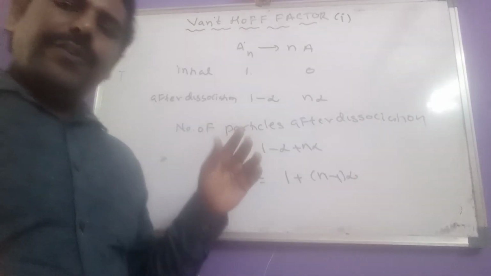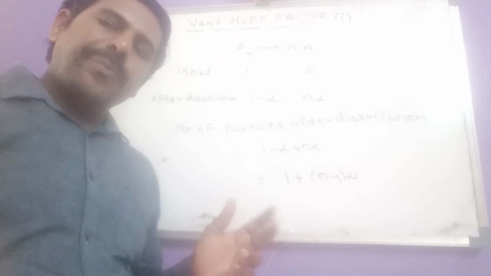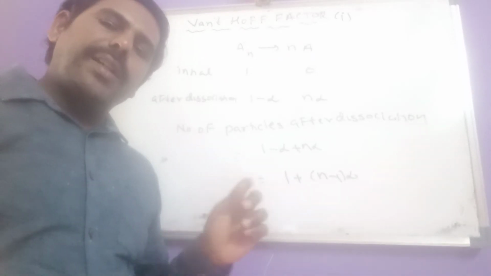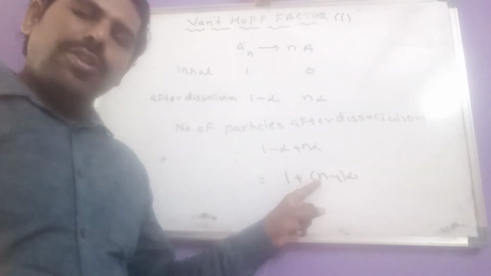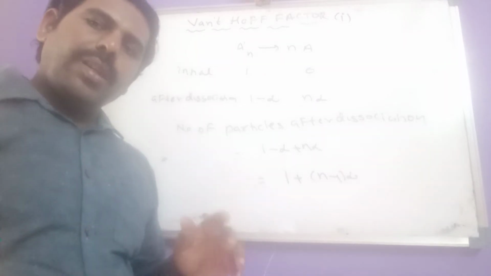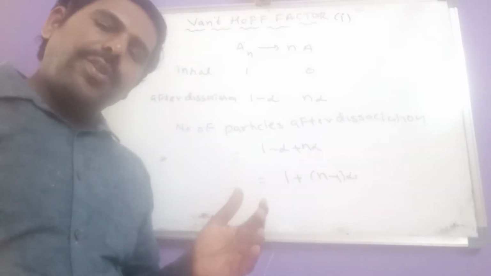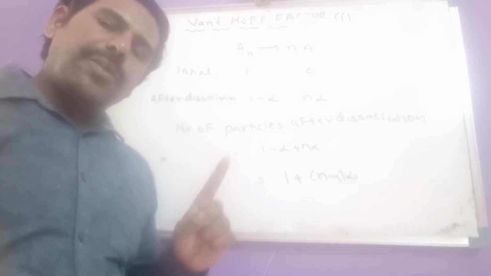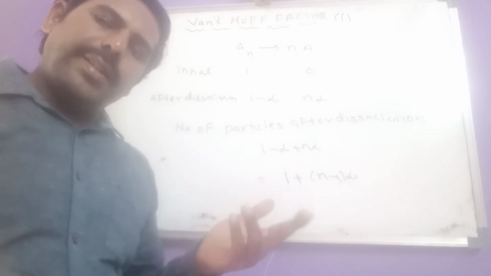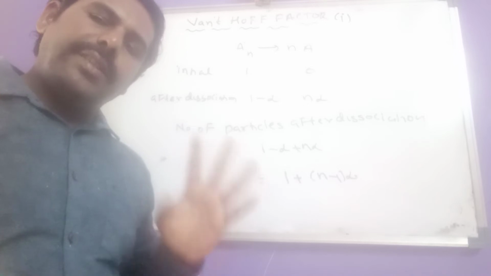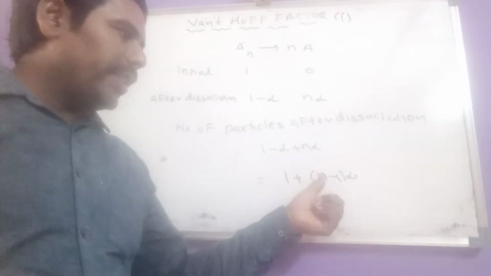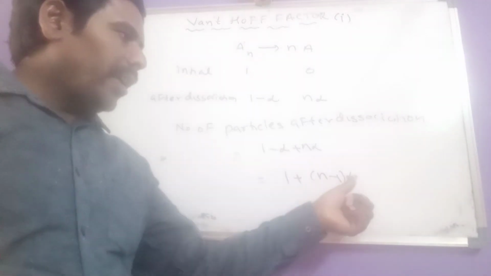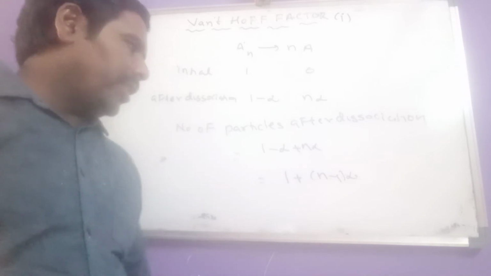For example, if HA is given, it will give H plus and A minus, so the N value is 2. If an HA2 molecule is given, upon dissociation it gives 1 H plus and 2 A minus, so the N value will be 3. Like that we have to consider the N value. And alpha means the degree of dissociation.